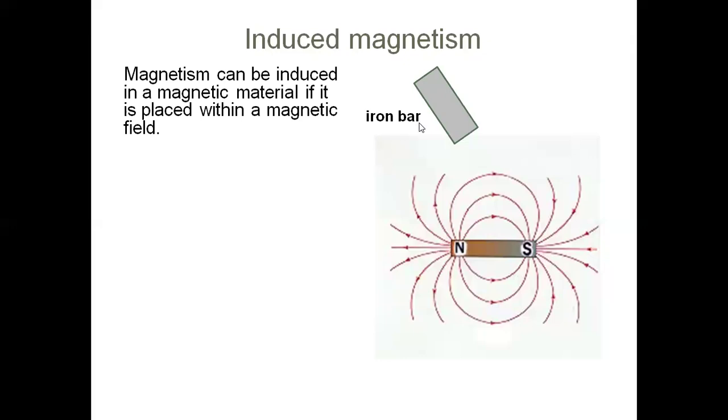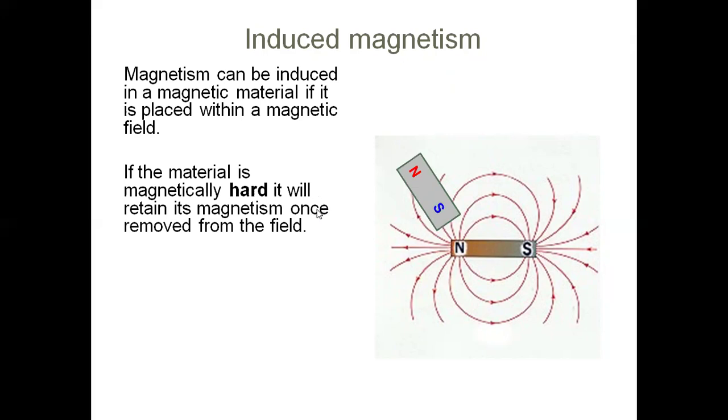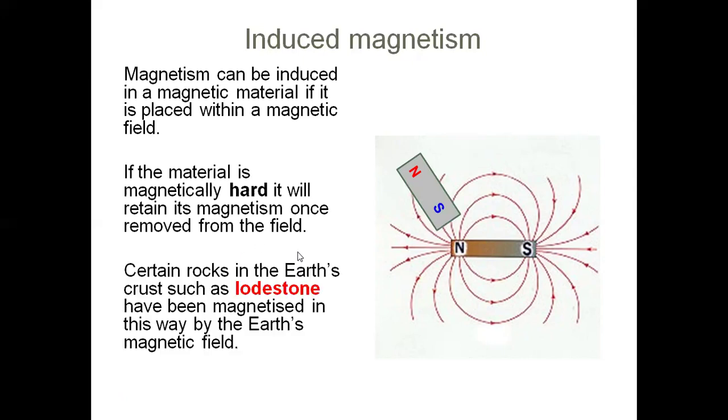So this is an iron bar brought close to a magnet. What will you observe? The opposite pole will be induced at the near end. This is the north pole of the magnet and the near end of the iron bar is induced with south, and the far end has become north pole. So when it goes out of the field, it loses the magnetism. If the material is magnetically hard, like steel, it will retain its magnetism once removed from the field. Certain rocks in Earth's crust, such as lodestone, have been magnetized in this way by the Earth's magnetic field.